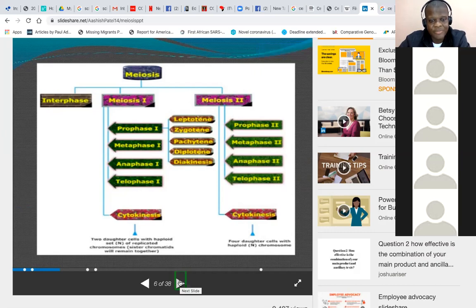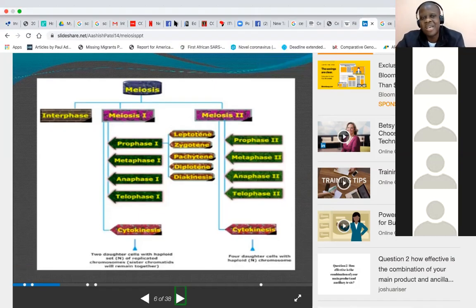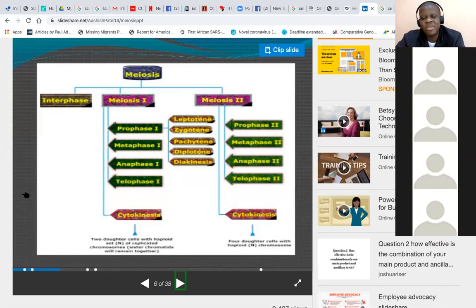So at the end of meiosis 1, you may think what is happening is mitosis. But no, it's just because the sister chromatids are still staying together at the end of meiosis 1. But at the end of meiosis 2, the sister chromatids that were staying together would have been divided into separate cells. That's the reason we said there are two nuclear divisions that happen during meiosis.